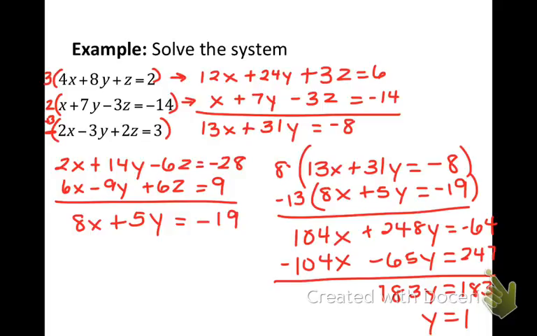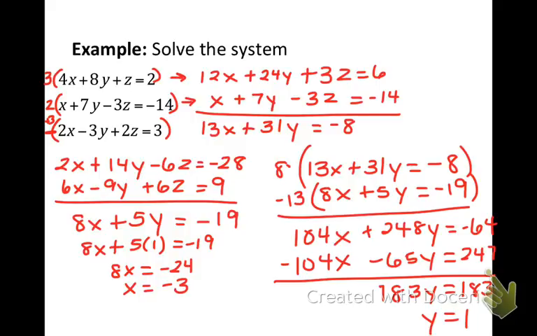Alright, well, we're not done. It's so annoying. We now need to solve for x. Let's plug it into here. To this one. So 8x plus 5 times 1 equals negative 19. 8x, subtract 5 from negative 19, we get negative 24. So x is equal to negative 3.